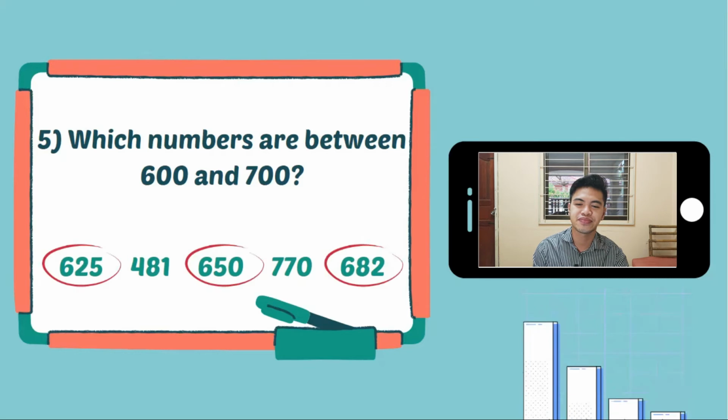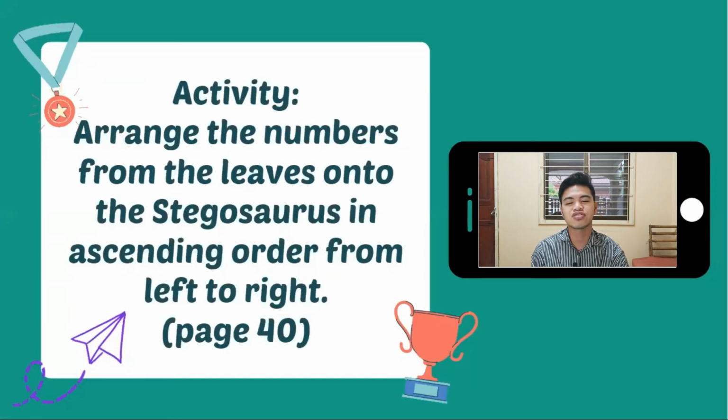Good job. So for the next section, we are going to arrange the numbers from the leaves onto the Stegosaurus in ascending order from left to right. Here we have one of the ways how to arrange the numbers, which is the ascending order. When you say ascending order, what is it? What we're going to do is to start from the smallest and then up to the biggest number. I want you to open your book to page 40.